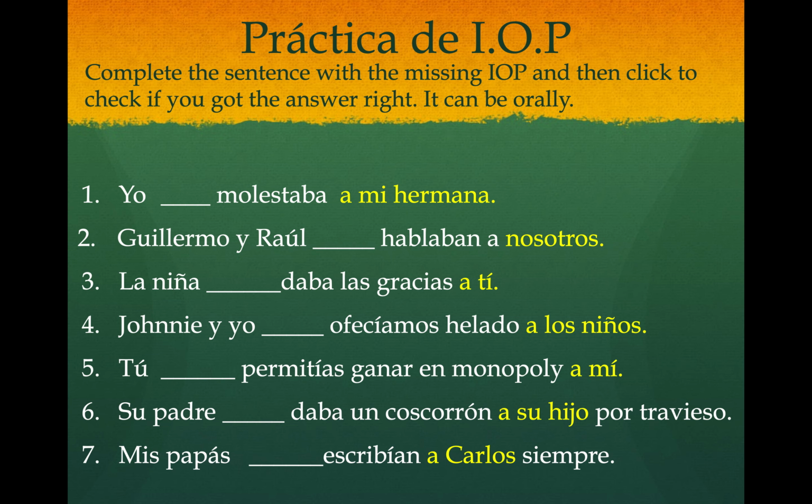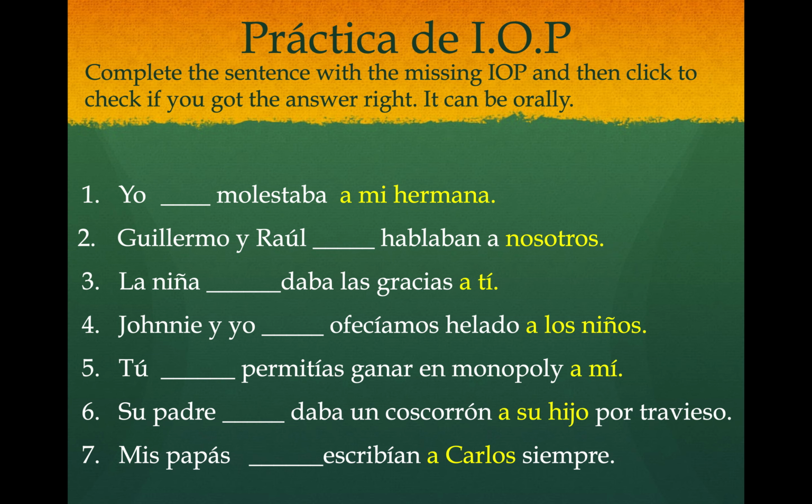Now we're going to practice. This is going to be your time to see if you get this. So you're going to complete the sentence with the missing IOP, either me, te, le, nos, os, or les. And then I'm going to click to see if you get the answer right. We're going to do this orally. So, número 1, yo, blank, molestaba a mi hermana.